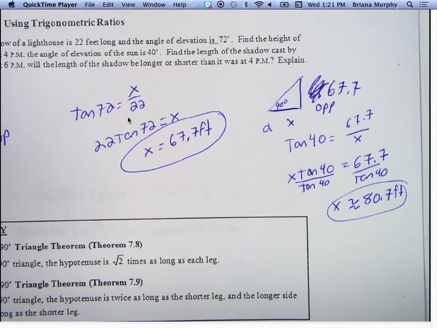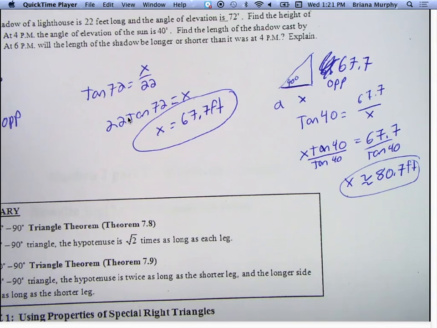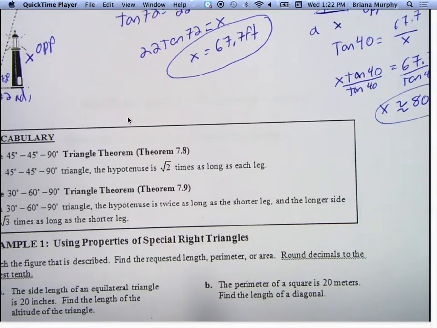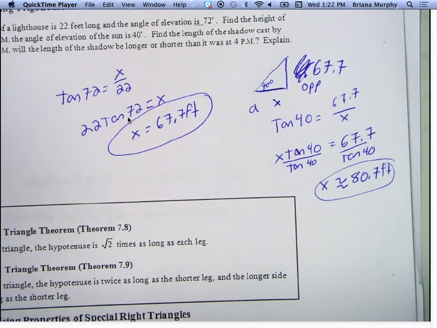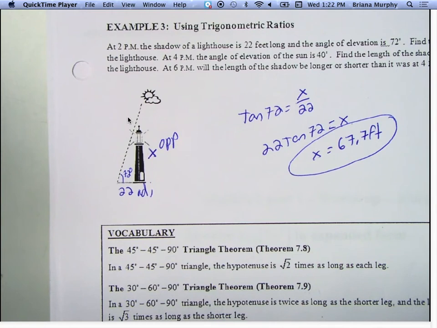Okay. So we've got two more things, and then you guys can work on your homework. Are you ready? We're going to talk about special right triangles, 45, 45, 90, and 30, 60, 90.